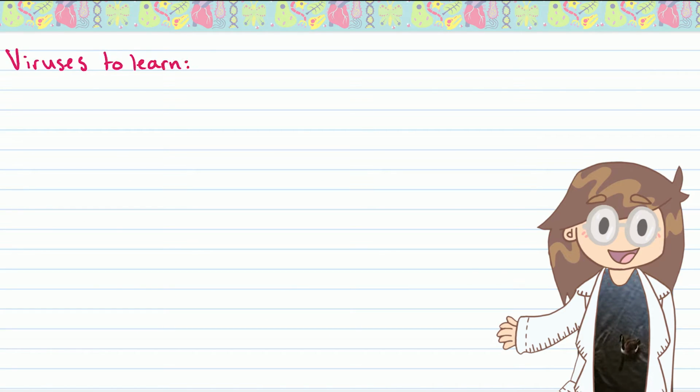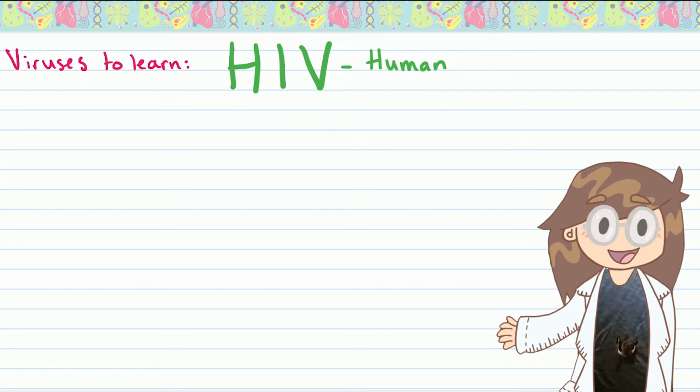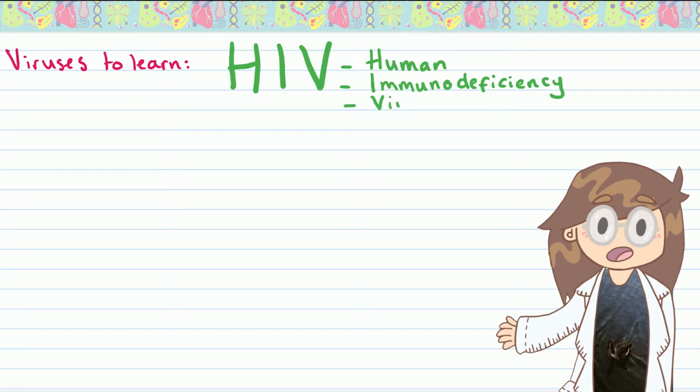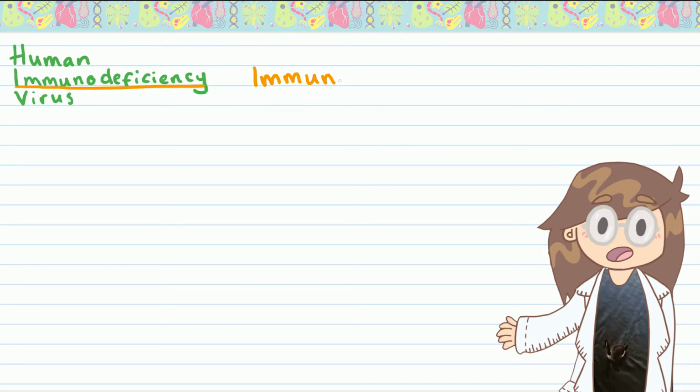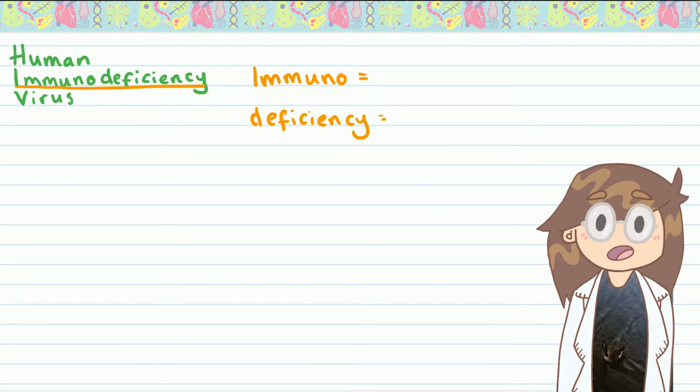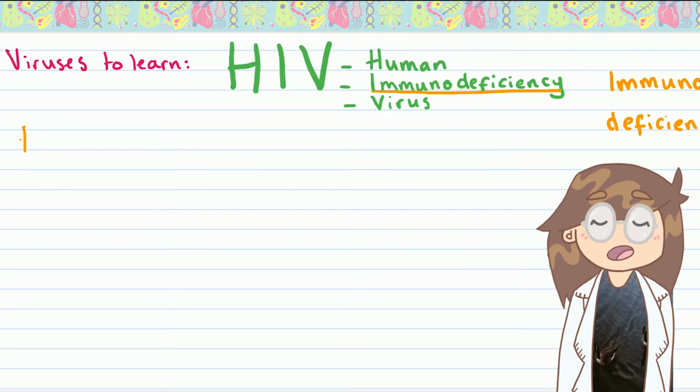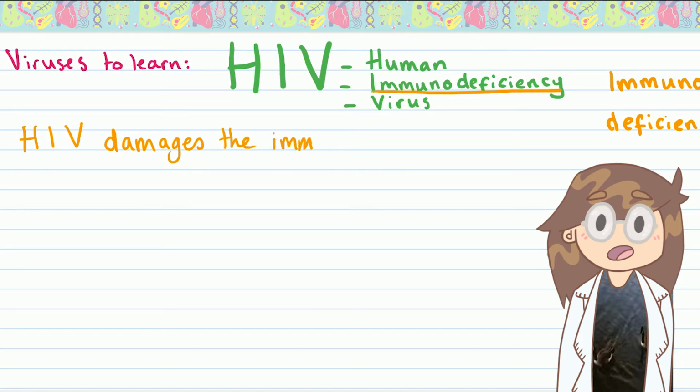HIV is another virus with a large and very well-deserved reputation. HIV stands for Human Immunodeficiency Virus. Immuno is a term we use when talking about the immune system in biology, and deficiency just means something's missing or lacking. So immunodeficiency must mean that HIV damages the immune system in some way.